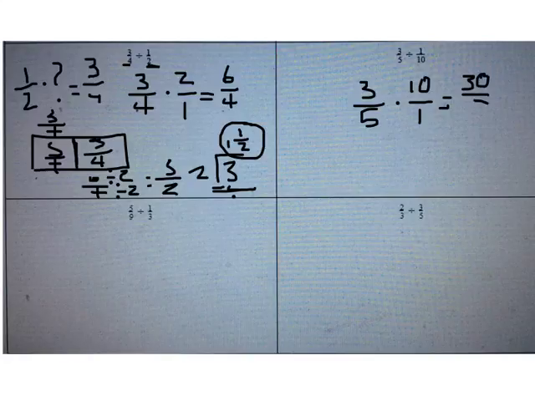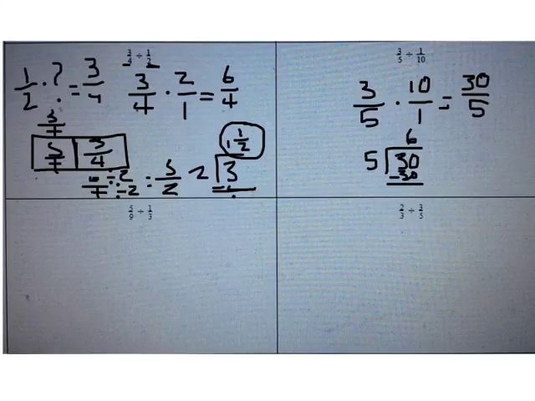It's 30/5. I need to divide to change this into a mixed number or whole number. What's 30 divided by 5? It's 6, with none left over. So the answer is just 6. There are 6/10 inside of 3/5.